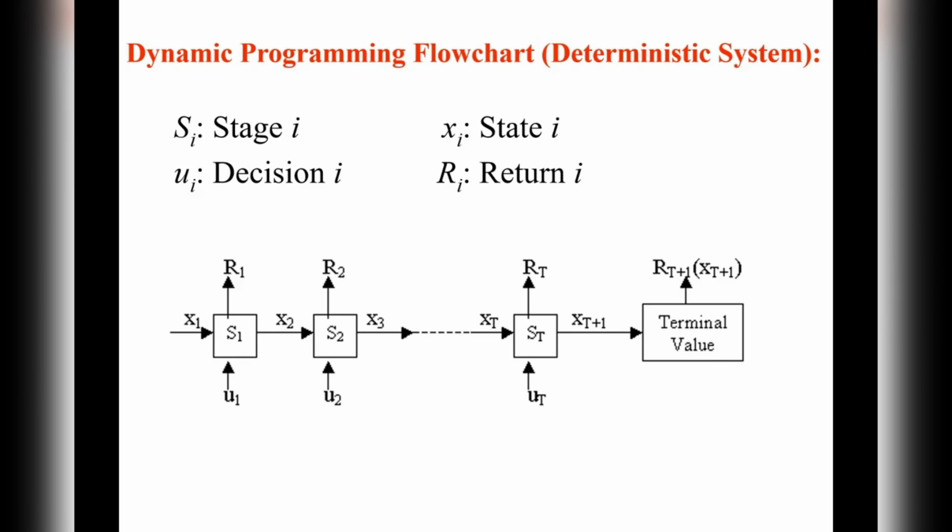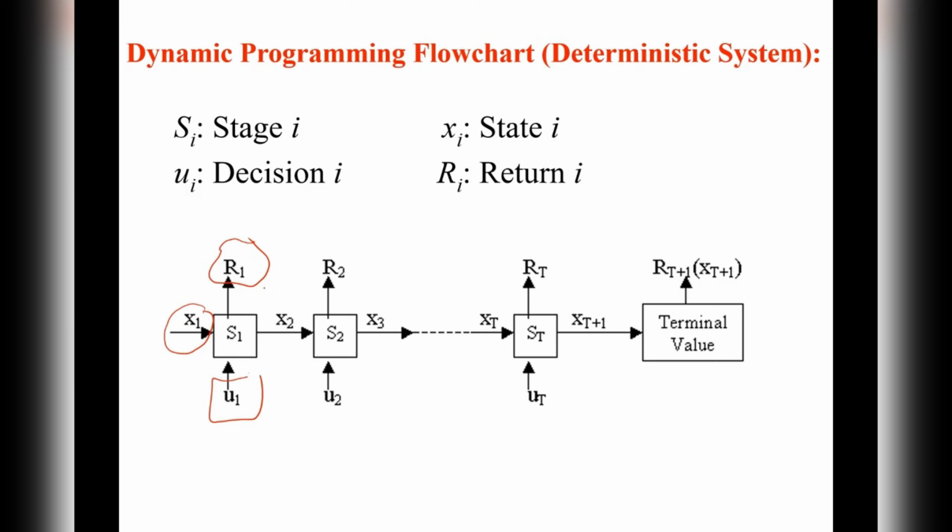Now consider dynamic programming. We first look at the flow chart for a deterministic system. We define a stage by S, a decision by U as before, a state variable as I, and a return as R. And we notice that we begin with some value of our state variable. We apply in stage 1 a control here, and out comes a result R1.